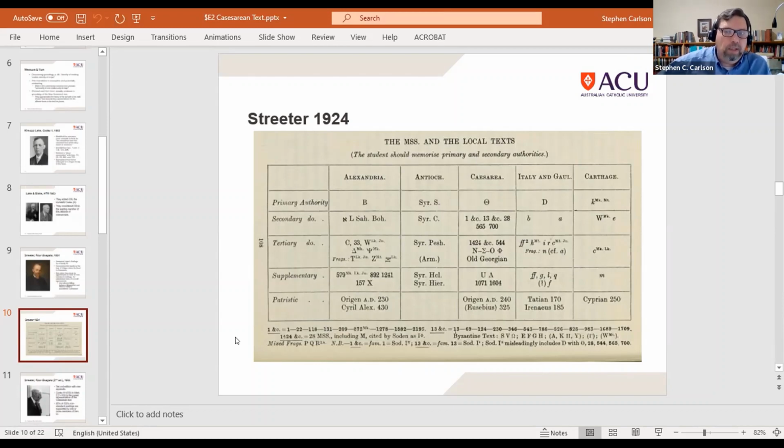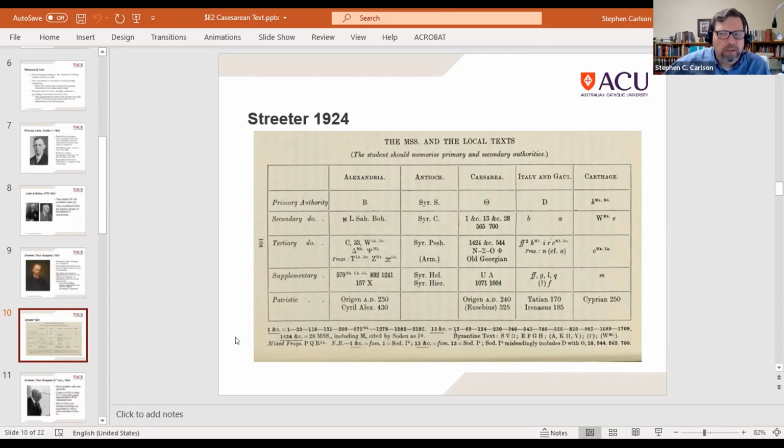Now in Caesarea, he identifies a primary authority as Theta, which is 038 Codex Koridethi, but we have secondary witnesses as family 1, family 13, 28, 565, 700. And these tertiary ones basically have a lot more Byzantine affiliations in it. 424 is important. And Sigma, Omega, and Phi.